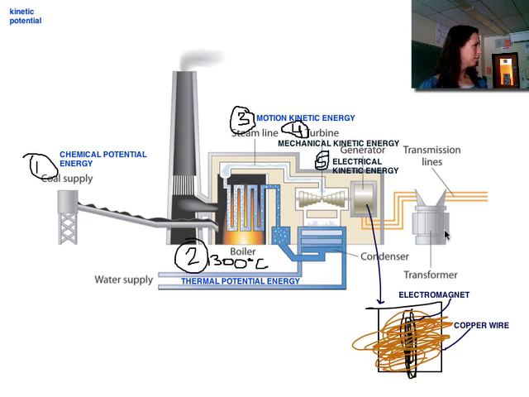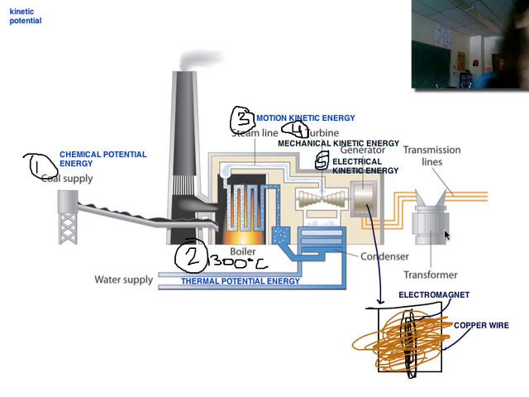Step 6. Okay, so that would be our step 6. But there's no change in type of energy, kinetic or potential. It's still kinetic energy going from transformer to transmission lines. That's just extra information for you guys.